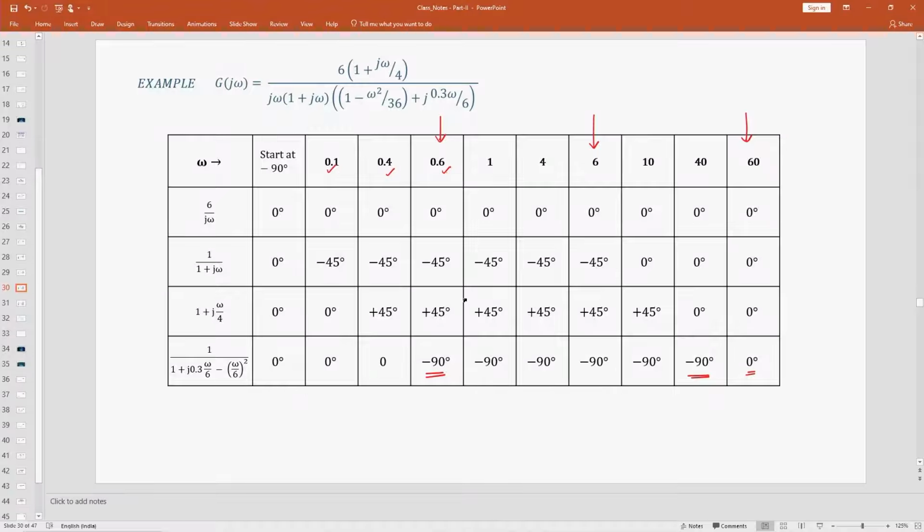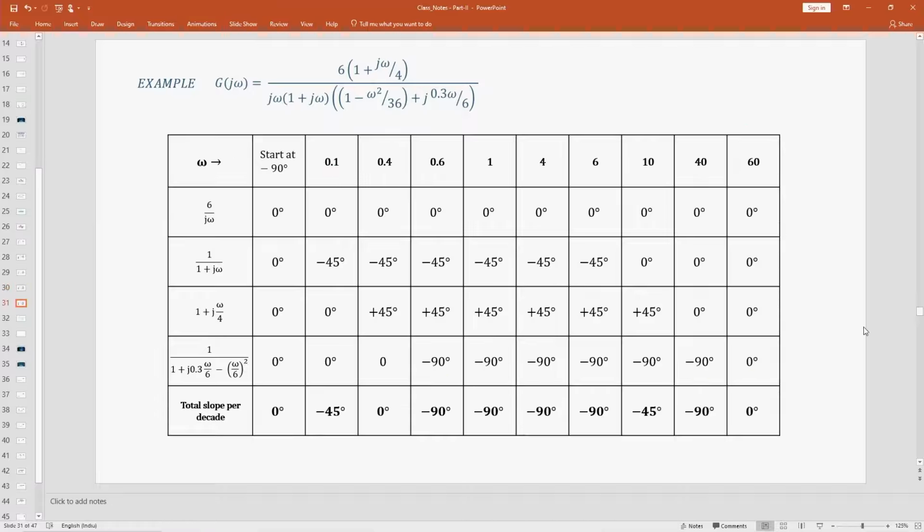Now, you see I can see what is the combined effect of the slope. So, the combined slope will come out to be this. So, if the combined slope comes out to be this, so we have a 0 degree per decade slope, then you have a minus 45 degree per decade slope. You can see the various slopes here.